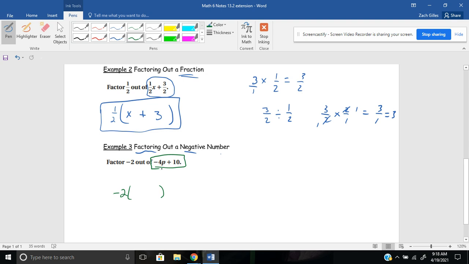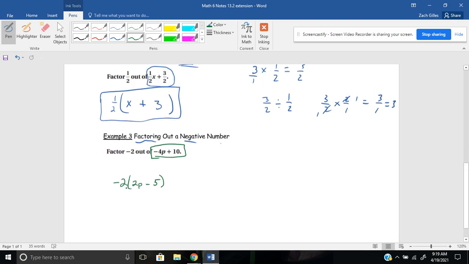So what's -4p divided by -2? Well, -4 divided by -2 is a +2. I'll just bring that p along for the ride. And then I've got 10 divided by -2. 10 divided by -2 would be -5. Okay, so anytime you want to factor out a negative, you can do that as well. Just divide each one of these terms by -2.